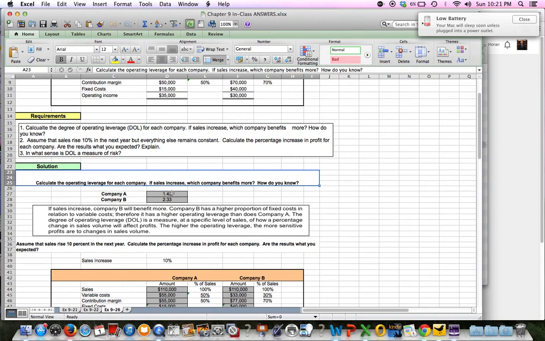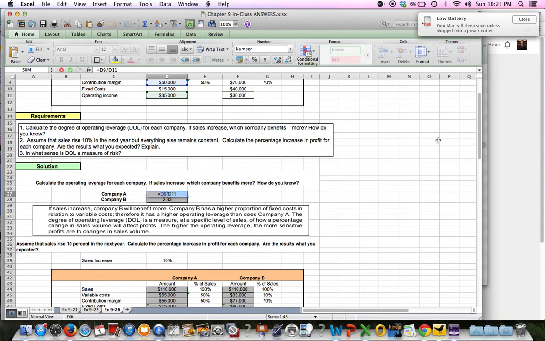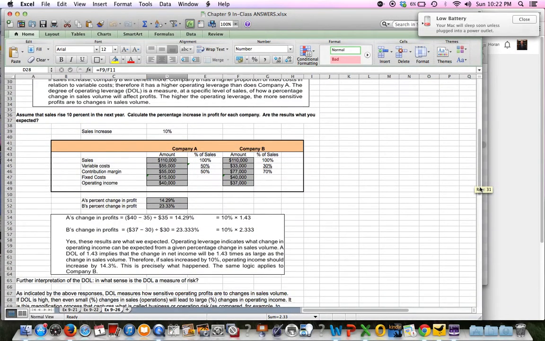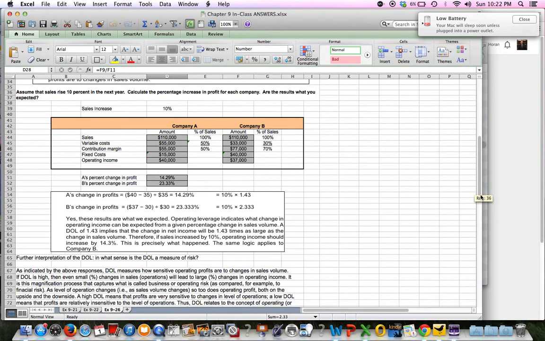To compute this, it's not too hard to figure out. It's basically the contribution margin divided by their operating income, D9 divided by D11. And you can see that A and B are very different. What that means is, if sales increase, B will benefit more because it has the higher degree of leverage, and because B has a higher proportion of fixed costs in relation to variable cost than A. So basically that tells you if sales go up, at what level the bottom line will change based on that. Okay, and that's really how that one works.